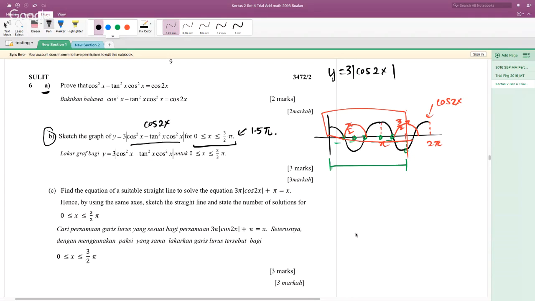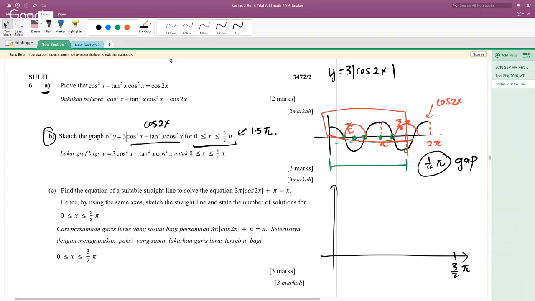All right, so I will sketch it, and I'm going to show you what the graph will look like. Okay, this one ends at 3 over 2 pi, and since I know I need to have 6 angles, I will use 3 over 2 divided by 6. Then the calculator will tell me it's 1 over 4 pi. This is the gap of my x-axis. That means each gap is 1 over 4 pi. So it will be 1 over 4 pi, 2 over 4 pi, 3 over 4 pi, 4 over 4 pi, or you can call it pi, 5 over 4 pi, and 6 over 4 pi, which is 3 over 2 pi.